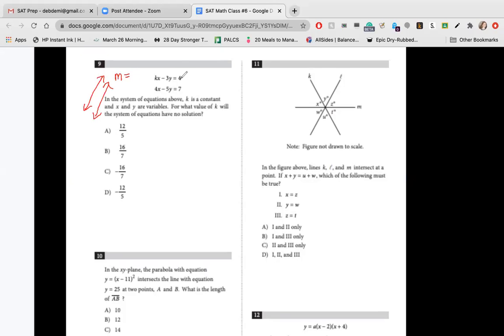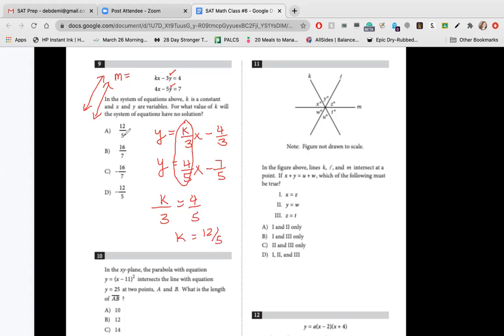So what I did when I did this one, I think there's other ways to do this one, is I solved each of these for y. So that means I put the kx on the right side and divided by -3. And to make a long story short, I got y equals k over 3 x minus 4/3. The second one, we're going to get y equals 4/5 x minus 7/5. Okay, you see that? Now, if the slopes are the same, the lines are going to be parallel. And if they're parallel, there's going to be no solutions. So you want to set them equal and see what k has to be for it to be 4/5. So cross multiply, do all that fun stuff. 5k equals 12 and k equals 12/5. So the answer is A.